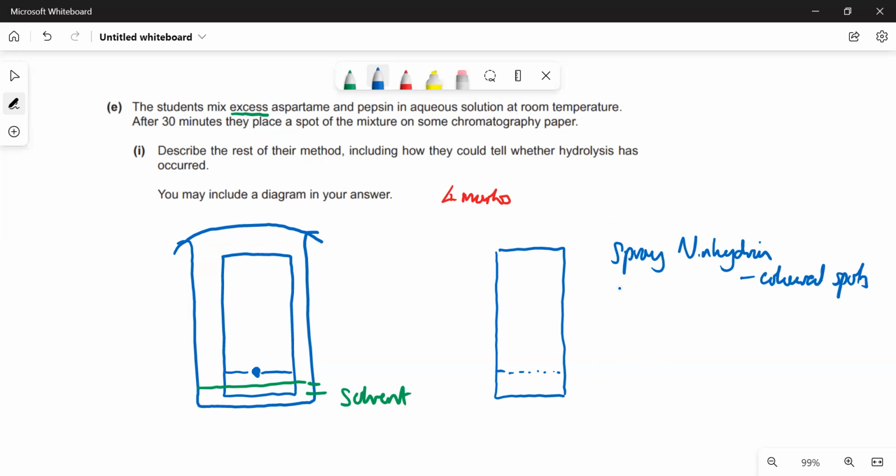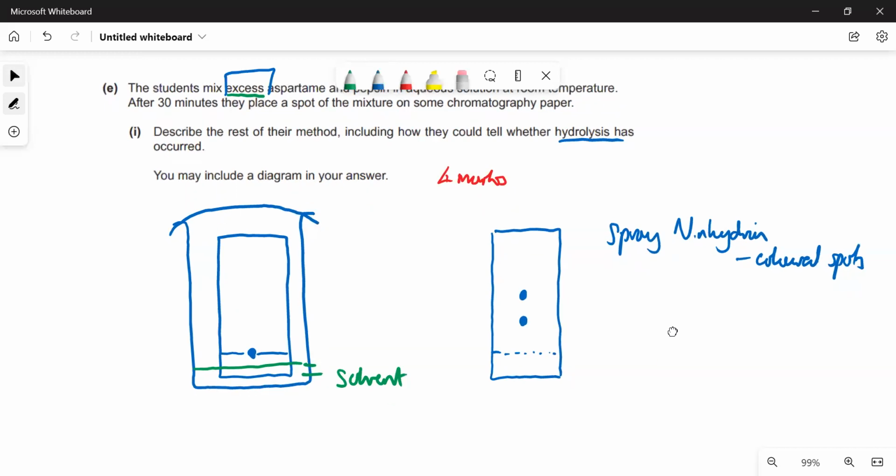And how can you tell whether hydrolysis has occurred? Well, if hydrolysis has occurred, you're going to get more than one spot. You've split it up into at least two different things. Okay. And so that accounts for all 4 marks there. Now this next bit, having excess aspartame, that is important for the next part of the question.